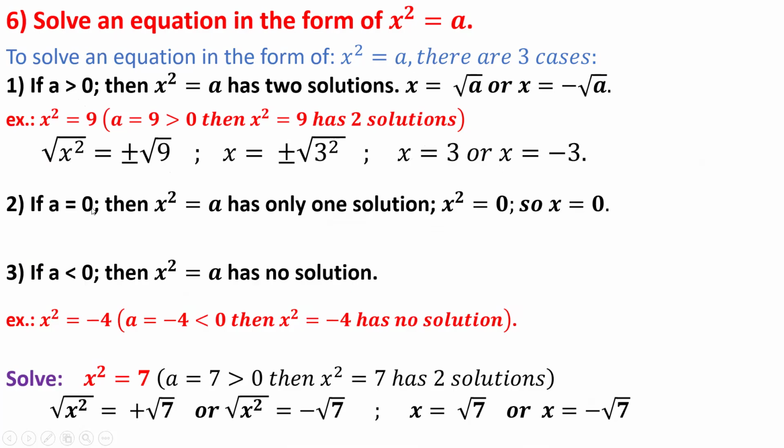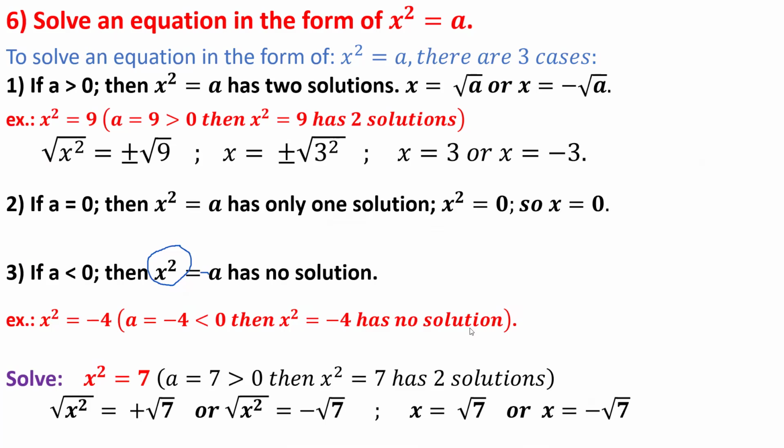If a is equal to 0, then x squared is equal to 0, then x is equal to 0, it has one solution, which is x equals 0. If a is negative, then x squared equal minus a has no solution. So if this is negative, then my equation has no solution, because I can never have square equal to negative. Always the square should be positive. For example, x squared equal minus 4. A is equal to minus 4, which is negative, then x squared equal minus 4 has no solution.